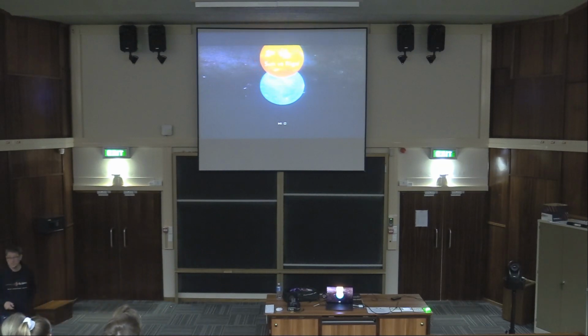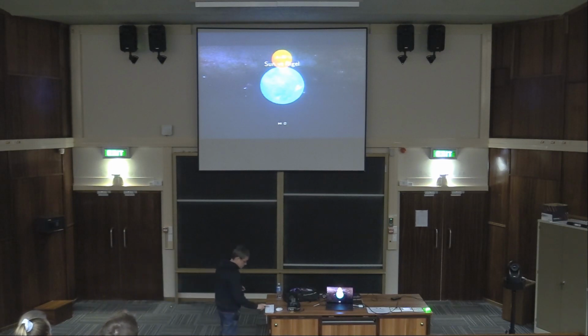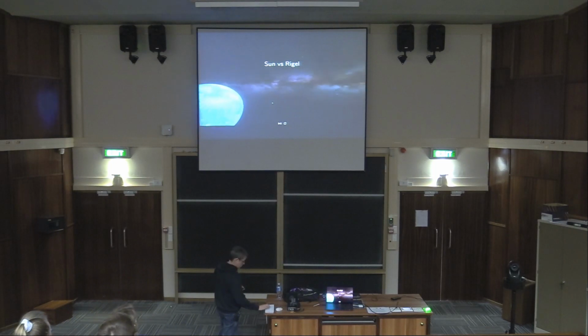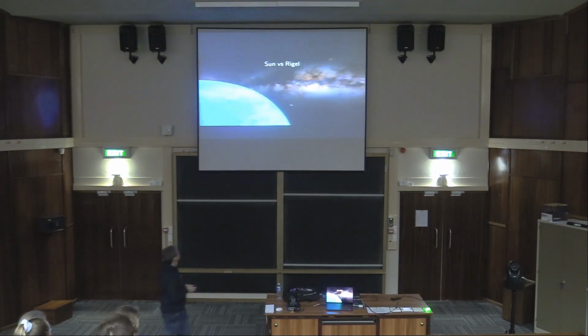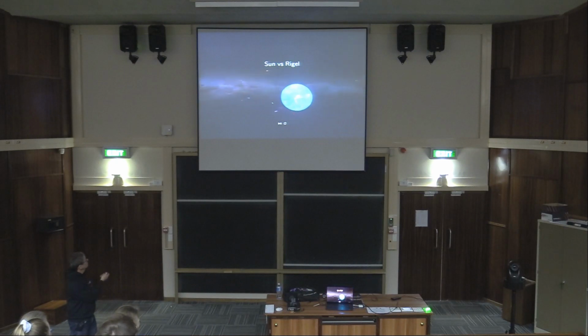There's about 100 billion stars in our galaxy. One of my favourites is this star called Rigel, because you can see it with your eye. It's really quite bright. And if we compare the Sun to Rigel, they look kind of similar. But actually that's just because our camera is very close to the Sun. And if we were to rotate around, you would see that Rigel is actually gigantic compared to the Sun. And the Sun's kind of pathetic.